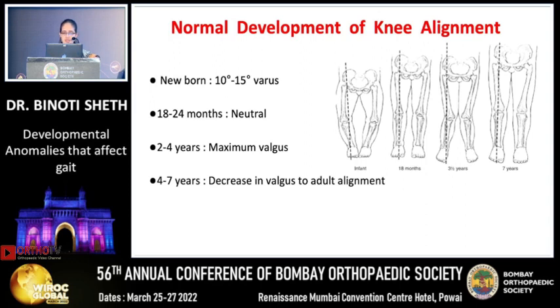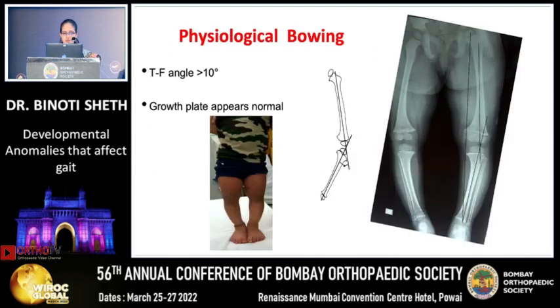Each newborn is born with a little bit of varus. So there's about 10 to 15 degrees of varus up to about 1.5 years. From 1.5 to 2 years, the knee appears neutral. Then it goes into more valgus up to 2 to 4 years. And finally, at 4 to 7 years, there is a decrease in valgus to the normal adult alignment of about 7 to 8 degrees. This child had come with an X-ray, which showed that though the tibiofibular angle was more than 10, so there was varus, the rest of the things were normal. This child is having physiological bowing, and you need not do anything active but just observe and counsel the parents.